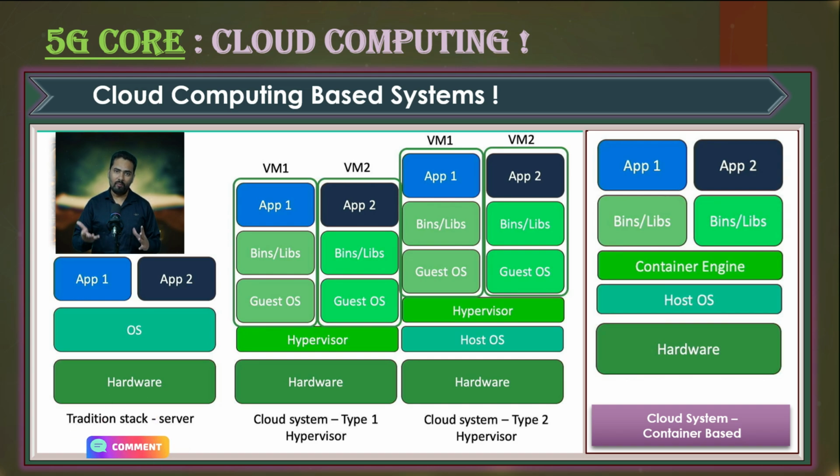Now, there are two types of hypervisors used in virtualization. If the hypervisor runs directly on the hardware, it is called a type 1 hypervisor. If the hypervisor runs on top of a host operating system, then it is called a type 2 hypervisor.